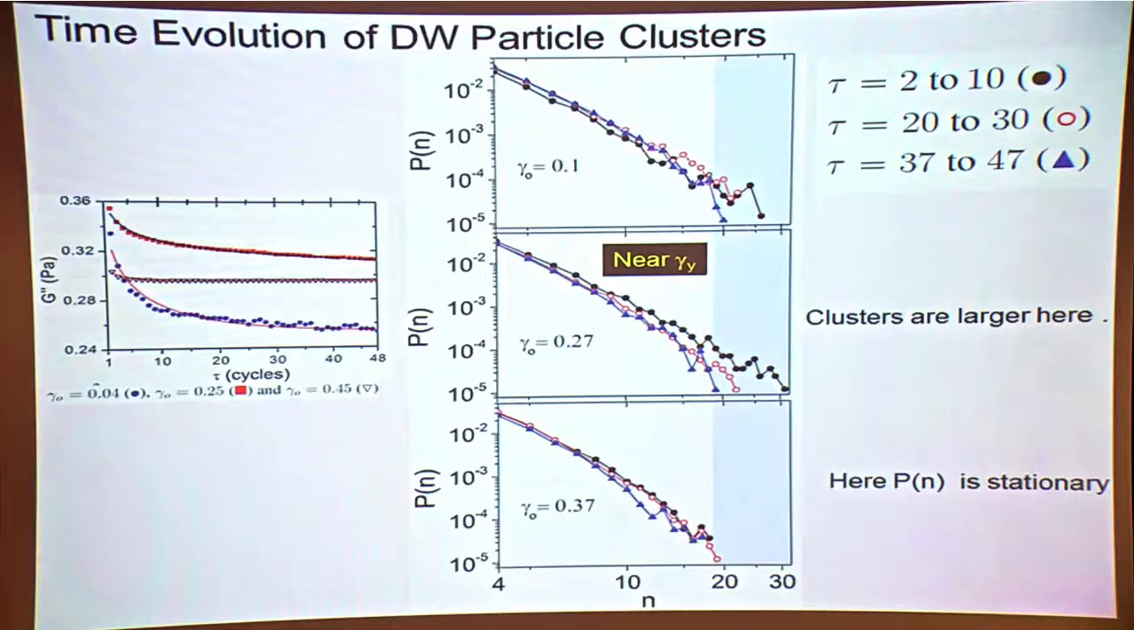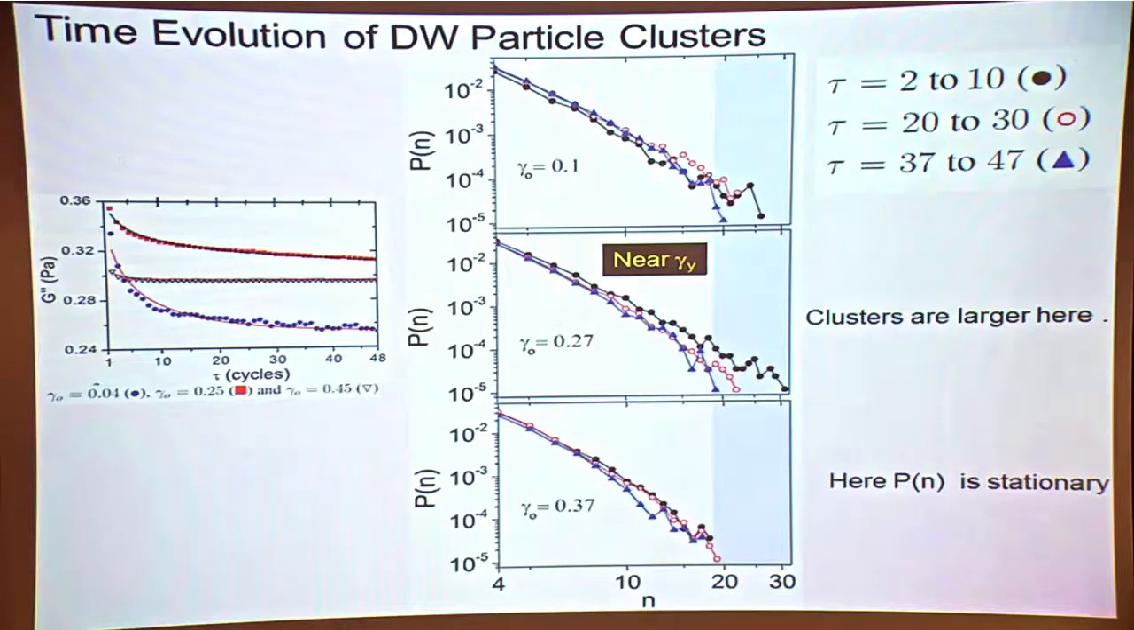So here, what I'm trying to show, you can see that this is our range of what we have looked at. This is just the distribution of cluster sizes of the high mobile particles. And what we see is that at gamma yield, these clusters are large, which is not so much the case here, when you are much beyond the yield, and P of N is more or less stationary for all times.